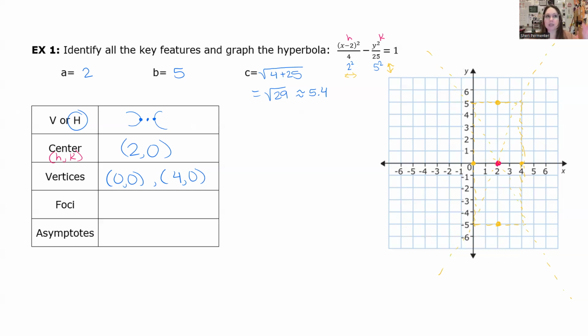So my hyperbola is horizontal, so it's going to open horizontally. And so I'm going to anchor at my vertex point. So these are my 2 vertex points. And then I'm going to create my curve. My curve, I'm going to do my very best.